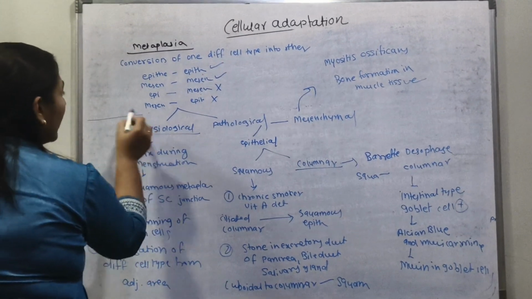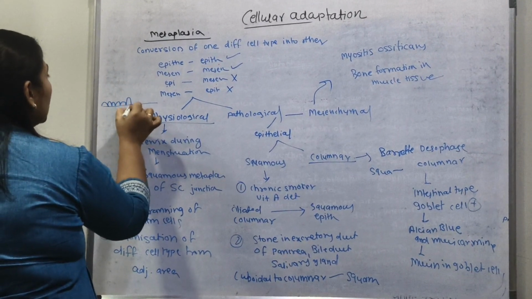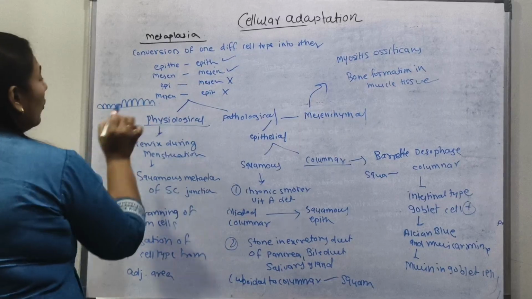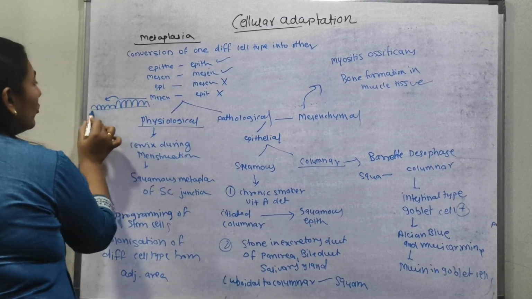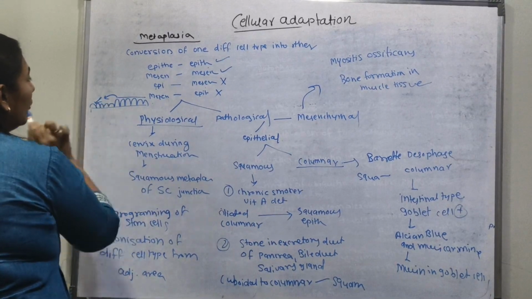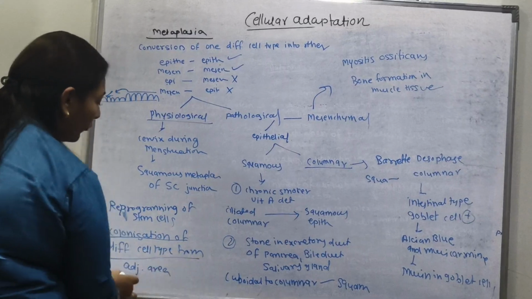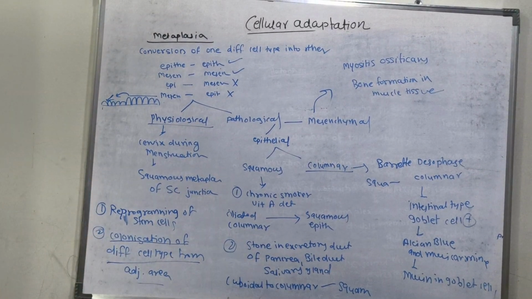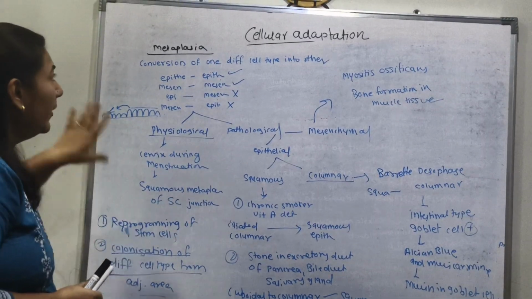See, it is a squamocolumnar junction. Here are the squamous cells and here are the columnar cells. Whenever there is colonization of these cell types into the adjacent area, when the columnar epithelium gets converted into squamous epithelium, that means colonization of a different cell type from the adjacent area. And there are two mechanisms in case of metaplasia. These are all about metaplasia.